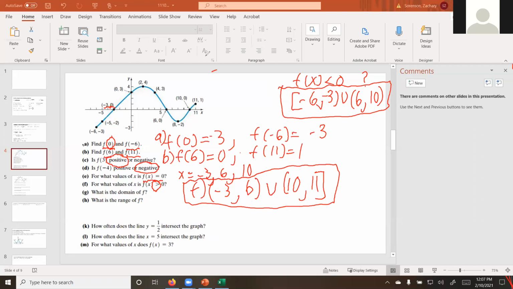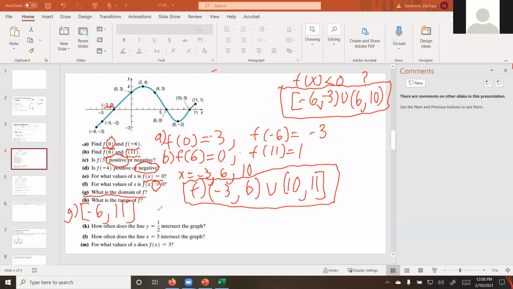All right. What is the domain of my function? What are all the possible x values my function has, or my graph has? -6 to 11. -6 to 11, in brackets, because we include the -6. The smallest x value is -6. The largest x value is 11. So -6 to 11. Everyone good with that?